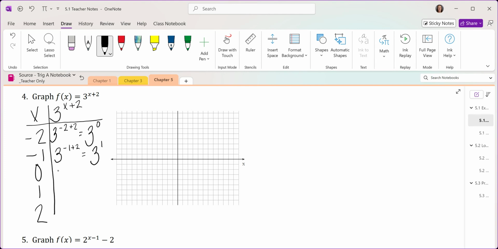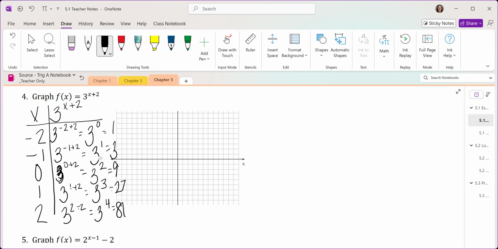3, oh, my pen's not working. 3 to the 0 plus 2 would be 3 squared. 1 plus 2 would be 3 cubed. 2 plus 2 would be 3 to the 4th. And then it's 1, 3, 9, 27, 81. As you can see, again, you're not going to be able to graph that very well, so I would just rather see your T-chart.